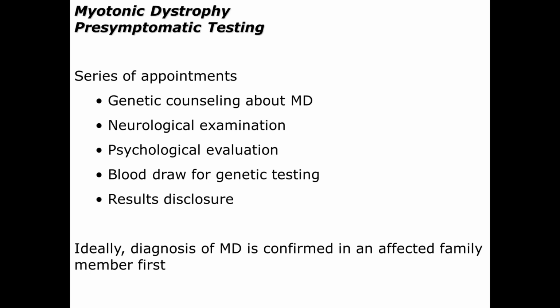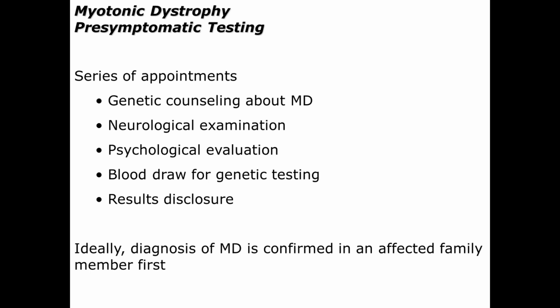Now, we don't necessarily recommend doing presymptomatic testing of children. This is kind of a controversial statement for myotonic dystrophy. Certainly when a genetic condition doesn't happen until adulthood, it's well known in the genetics community that we don't test children because we want the children to have a say in whether or not they get that genetic testing done, since it's not going to happen until they're adults.